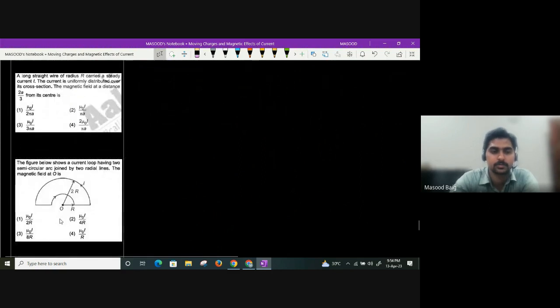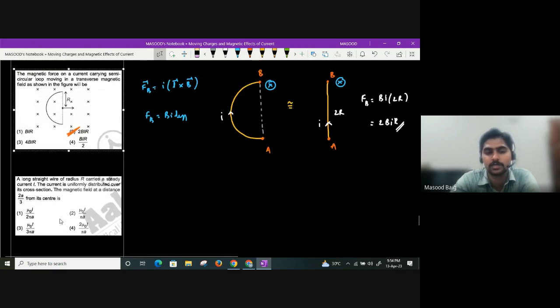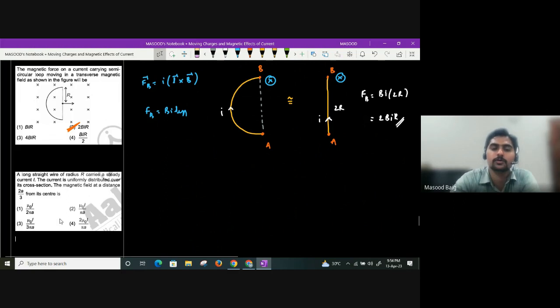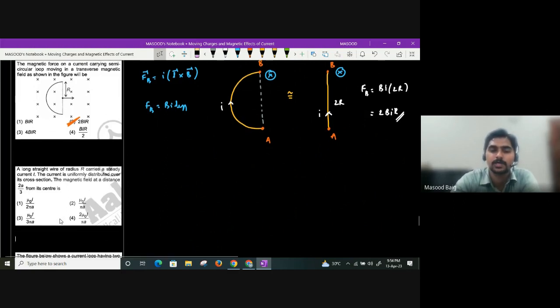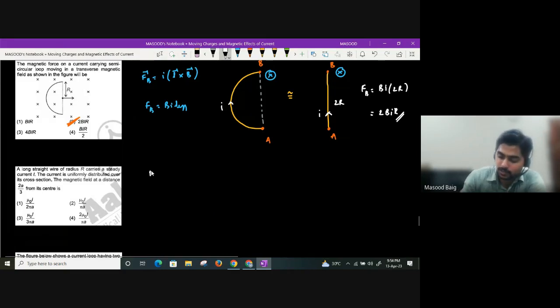Let us see the next question. A long straight wire of radius r carries a steady current I. The current is uniformly distributed over its cross section. So is it a solid conductor or not? Magnetic field at a distance 2a by 3 from its center. Is it inside or not, guys? So what is the magnetic field inside the solid current carrying conductor? We know it is given as mu naught I divided by 2 pi capital R square, times small r. Yes or no?